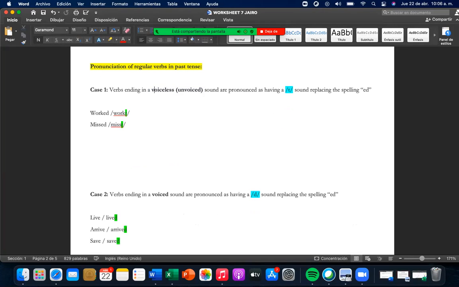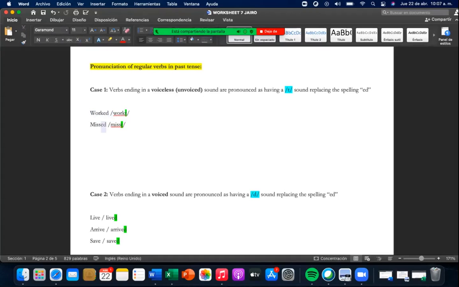And remember that a voiceless or an unvoiced sound is a sound that does not have any vibration in your throat, right? So for example, here we have this example, the verb work. The last sound of this verb is a voiceless sound. So the pronunciation of the past is going to be a t sound at the end, replacing the ed, right? So remember that it is a big, huge mistake to say "work it." That's not possible. We have to say worked, worked.